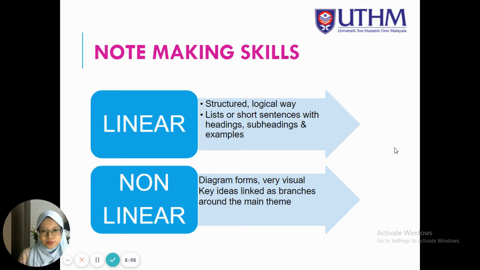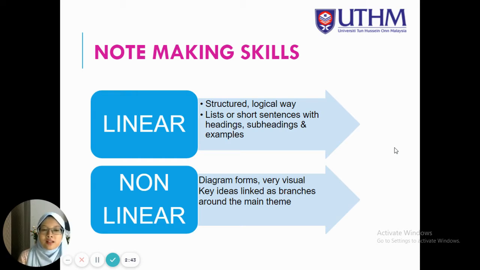Next one, note making skills. There are two ways. The first one is linear form and the second one is non-linear form. Linear form is normally very structured in a very logical way. For example, if you have a textbook and you look at the content page, where it lists from the beginning until the end the content of the textbook, that one is linear. It is very structured so that the user has easy access to the book. It lists short sentences with headings, subheadings, and examples.